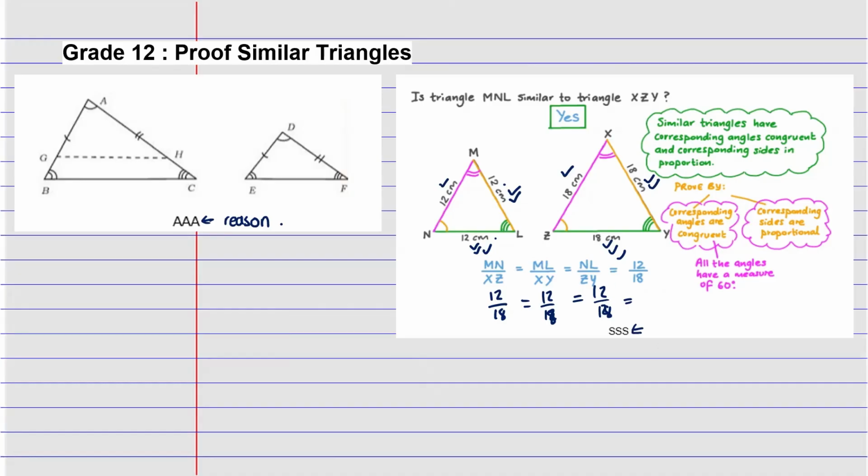In congruency, side, side, side means that the sides are equal to each other. But in similarity, it means that the sides are in proportion with each other. I hope that makes sense. Does that make sense? Yes, ma'am. Is everyone okay with that?